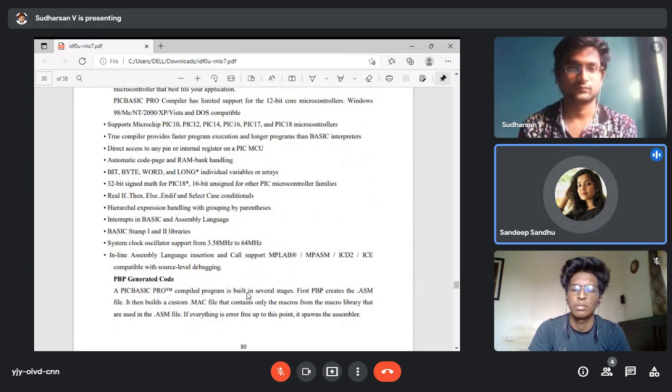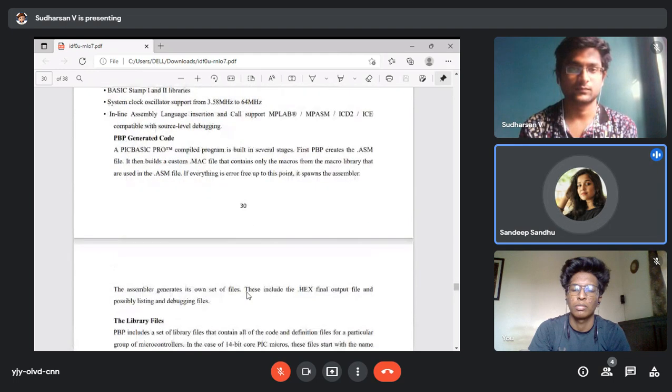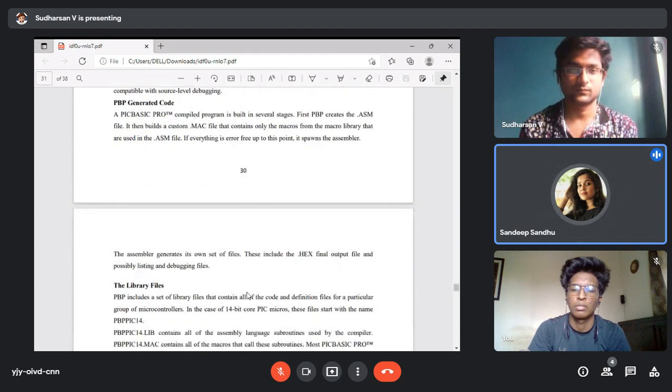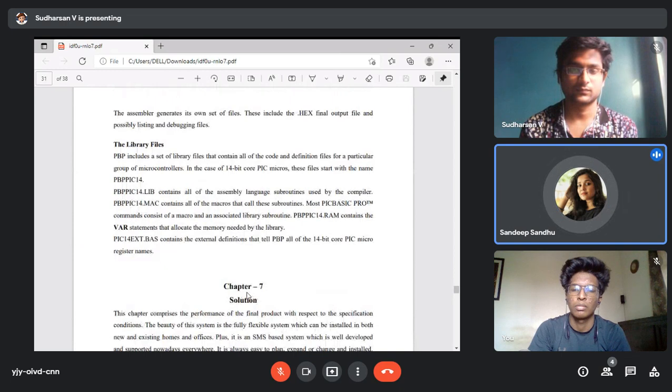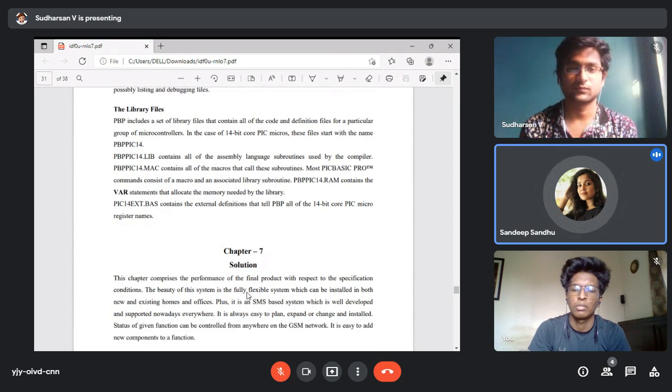PBP generated code. A PIC Basic Pro compiled program is built in several stages. First, PBP creates the ASM files. It then builds a custom library. The library files. PBP includes a set of library files. That set contains all of the code defined for each group of microcontrollers. In the case of 14-bit core PIC micros, the files start with the name PBPPIC14.